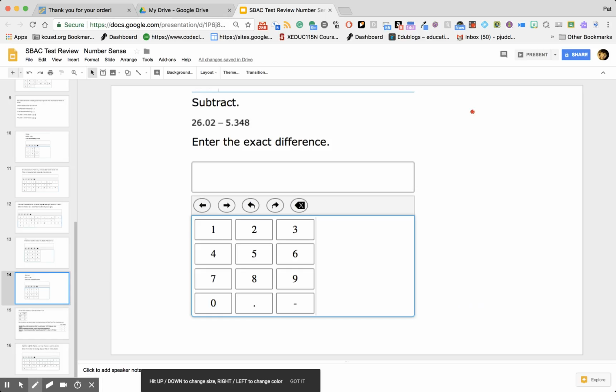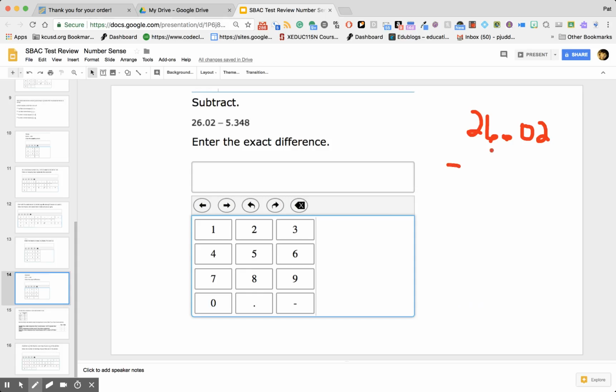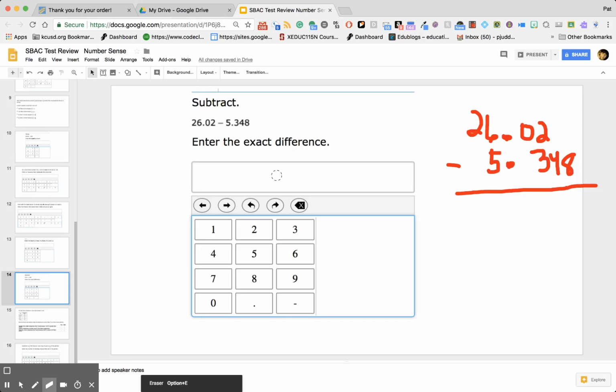Okay, so I have 26 and 200ths. I'm subtracting 5 and 348 thousandths. Let me rewrite that too so it's clearly over the 4.